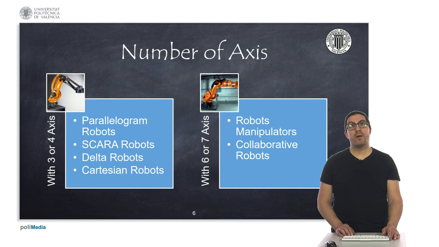The number of axes of a robot will mainly affect other criteria such as the work area and price. However, I think it is important to differentiate between robots that have 3 or 4 axes, such as parallelogram robots or Scara or Delta robots. These robots in general have a smaller workspace than the manipulator or collaborative robots, which generally have 6 or 7 axes. The number of axes will not only affect the work area, but also the dexterity of the task to be performed. That means that the robot will be more dexterous to achieve the same task with multiple configurations, while, let's say, avoiding joint limits or obstacles.